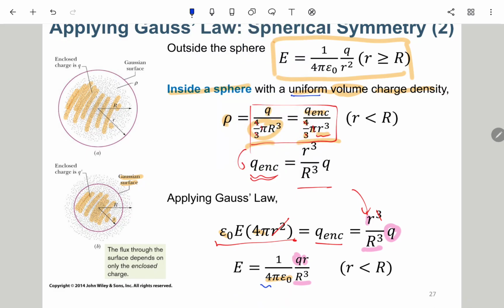So this is an interesting expression. Of course this is a constant. This is the total charge of the sphere, and this is the radius of the sphere. So it turns out to be proportional to the radius. It is proportional to the radius. This is a very interesting expression.